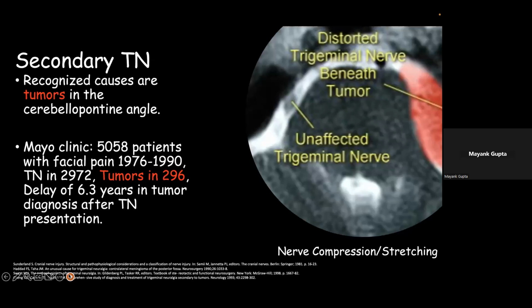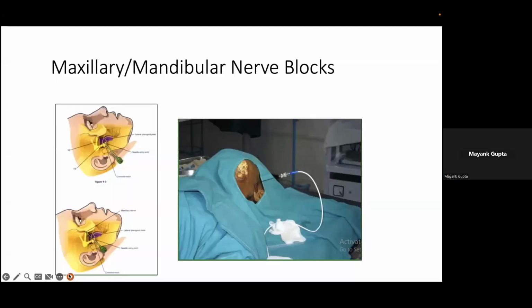So this was a study from the Mayo Clinic. It was a large retrospective study of 5,000 patients in which they found that trigeminal neuralgia was present in about half of the patients who presented with intractable facial pain. And the tumors were the etiology in 10% of these patients. And there was a delay of approximately 6 years in the tumor diagnosis after the trigeminal neuralgia presentation. So it's not very uncommon.